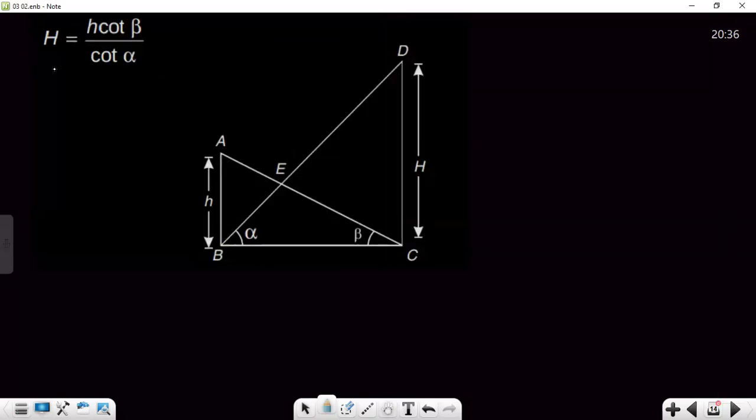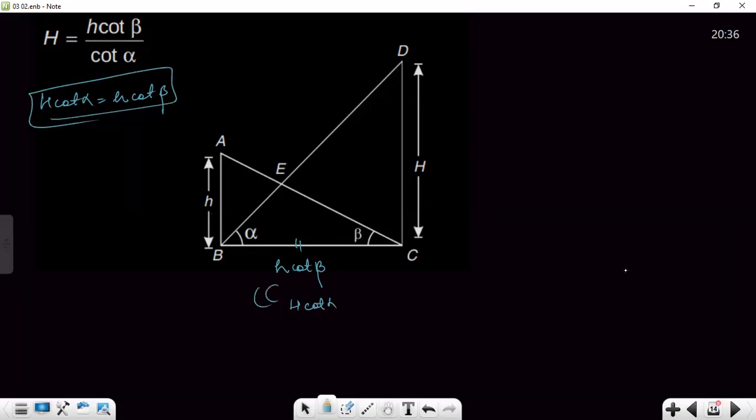First, this is H into cot alpha is equal to small h into cot beta. Basically, it means both of these triangles have the same base. So the bases are equal. So the base as per the ABC triangle is h of cot of beta. And the base as per the BDC triangle is capital H into cot of alpha, which are both equal. So this is what is written. Clear? Any doubt?